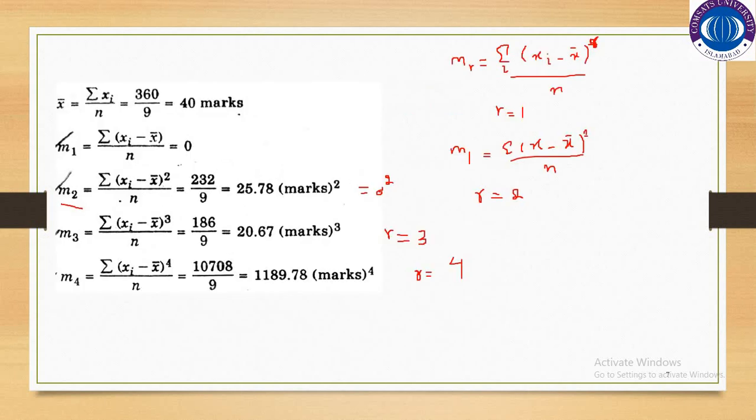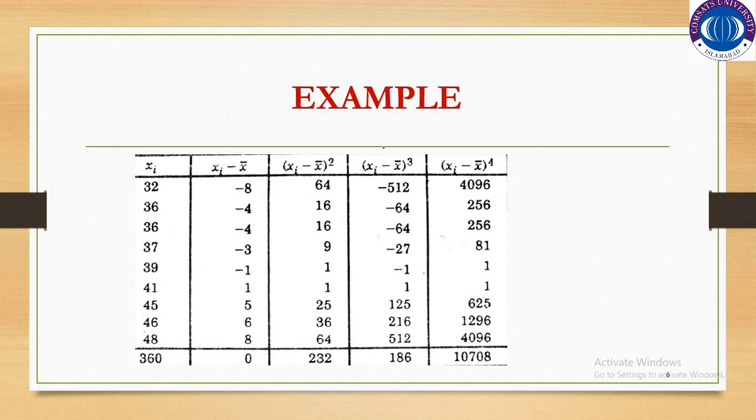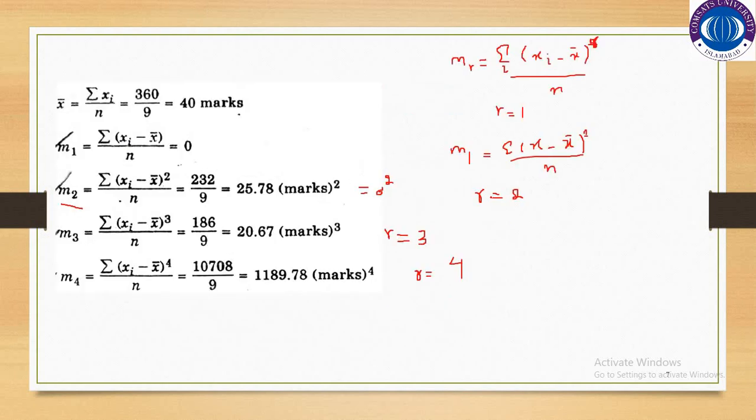To calculate the first moment, summation (x minus x bar) raised to power 1 over n, we know that there are 9 observations and the mean is 40, but we need the column x minus x bar to sum over. So we find this column: 32 minus 40, which is minus 8, 36 minus 40, which is minus 4. By summing over this column, we will get 0. So we substitute 0, and 0 divided by 9 will obviously equal 0.